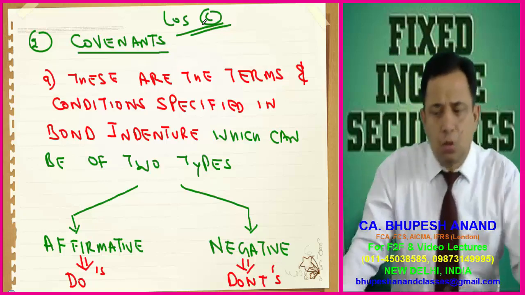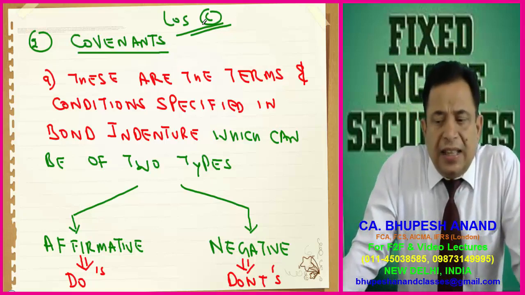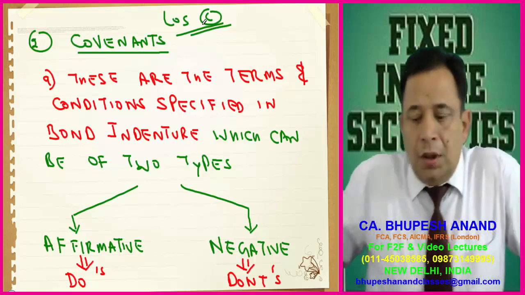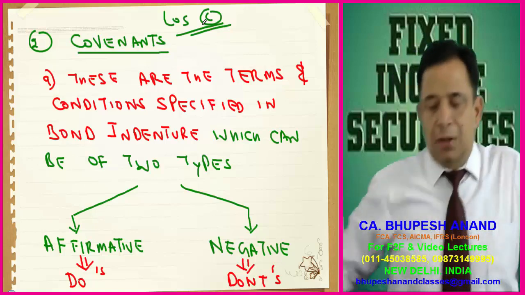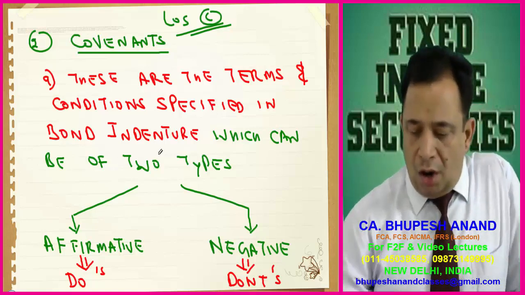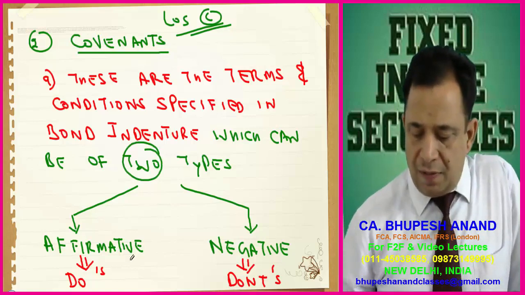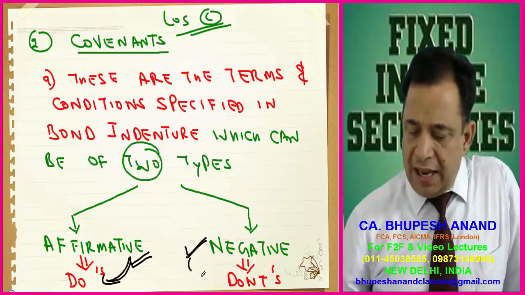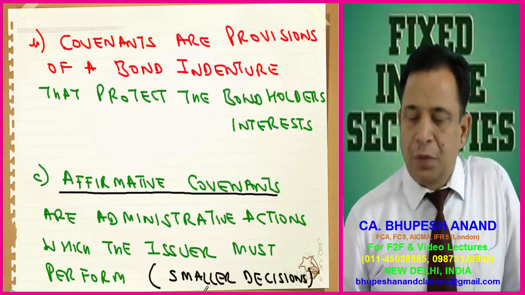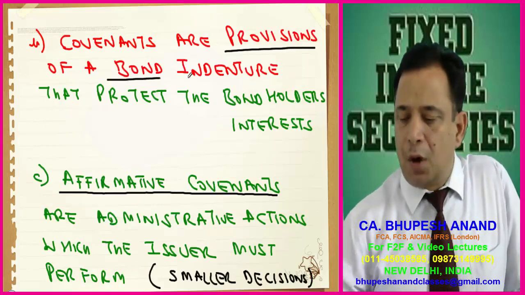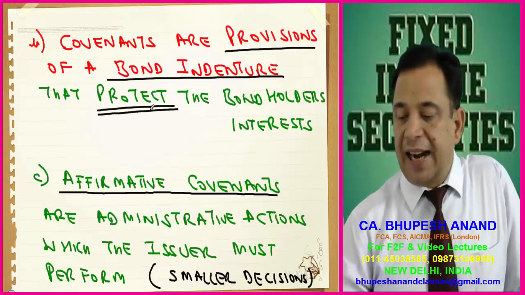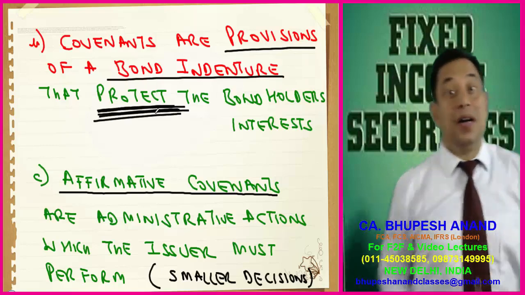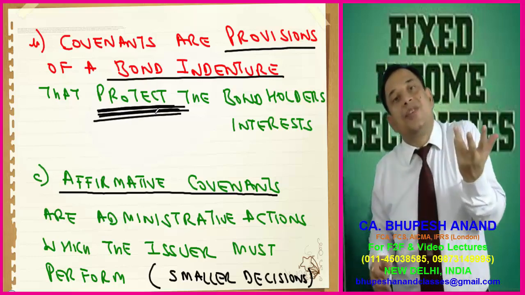So just write out point number 2. Covenants: these are the terms and conditions specified in a bond indenture, which can be of two types, affirmative and negative. Affirmative means do's and negative means don'ts. Covenants are the provisions of a bond indenture that protect, this word is important, the rights of the bondholder and put the obligation in the hands of the issuer.